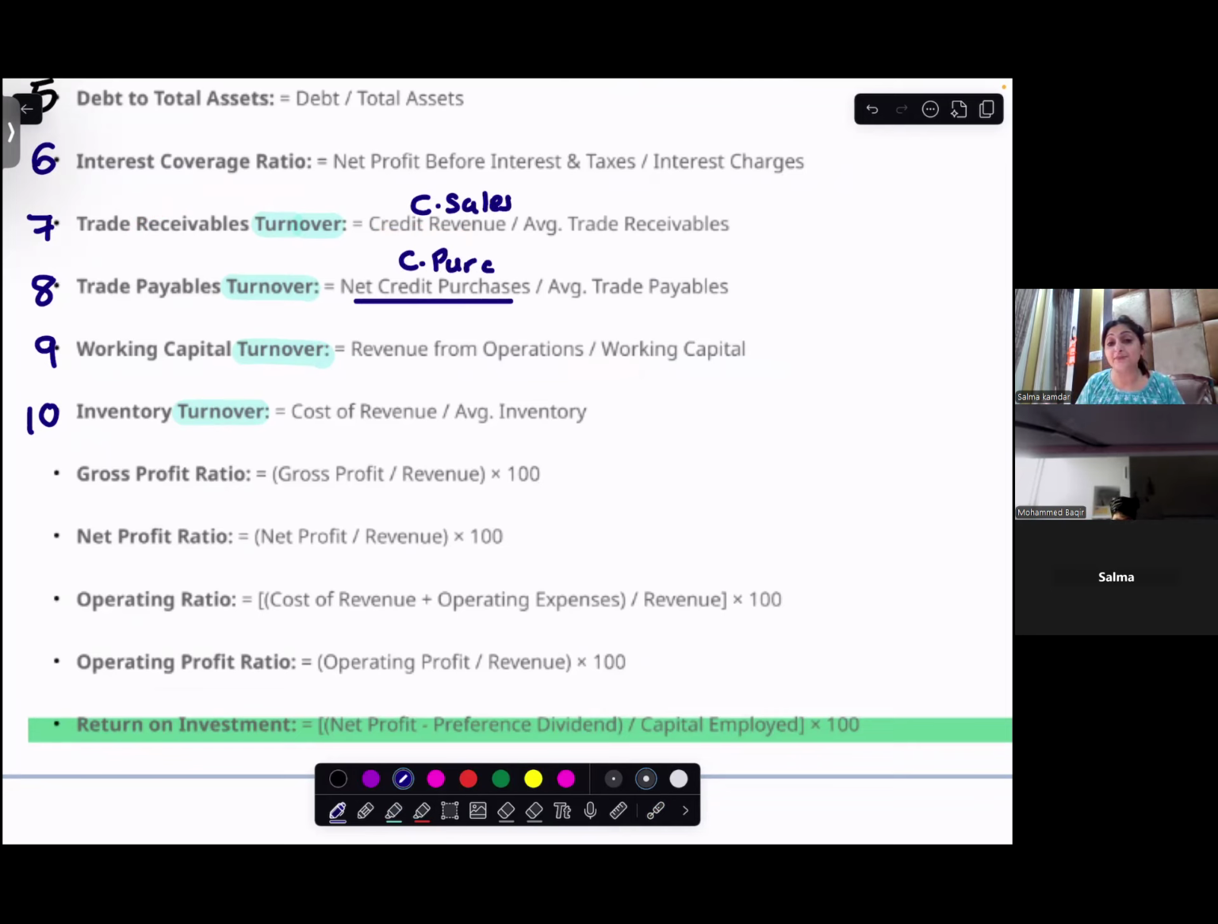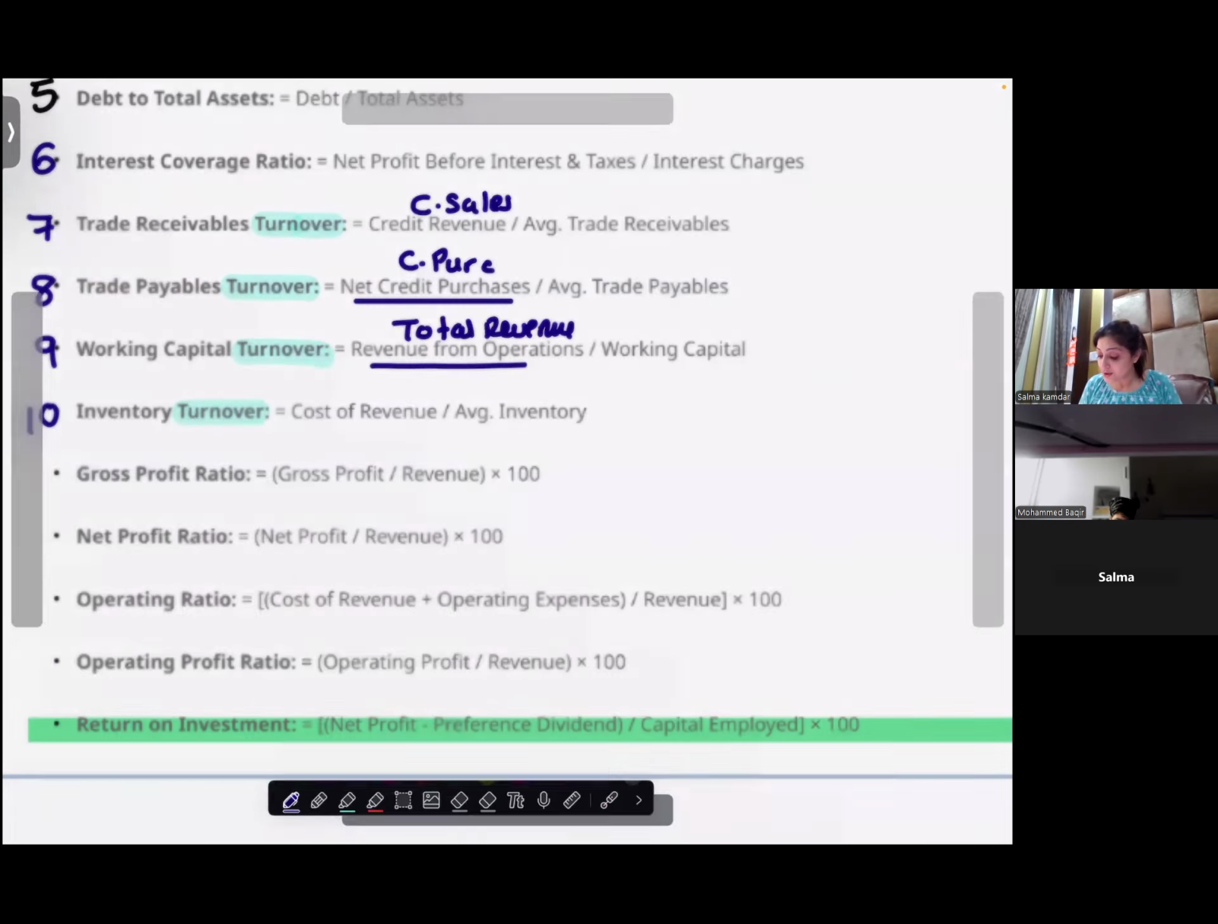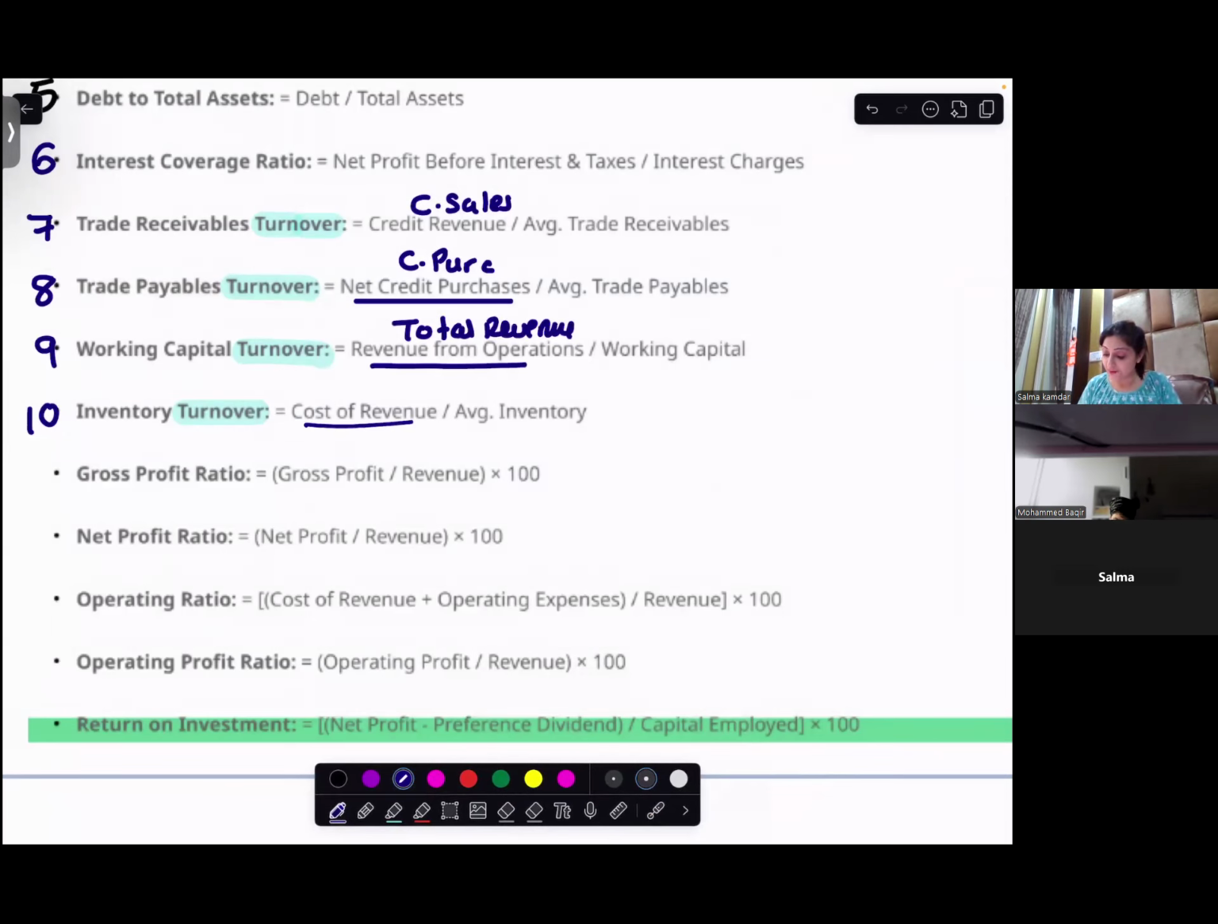Working capital turnover ratio, that means your total revenue, revenue from operations. Total revenue means your total sales. And when you have your inventory turnover ratio, inventory is always valued at cost. So here it would be your cost of revenue, so it would be your cost of sales. All the turnover ratios would give you the answer in times.